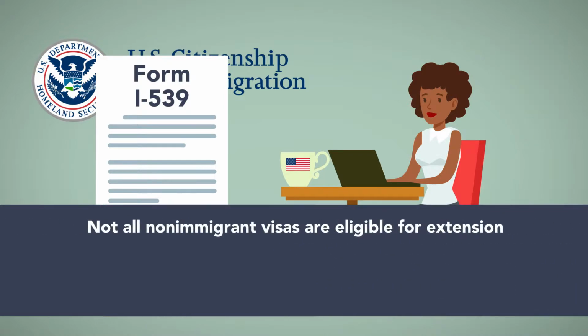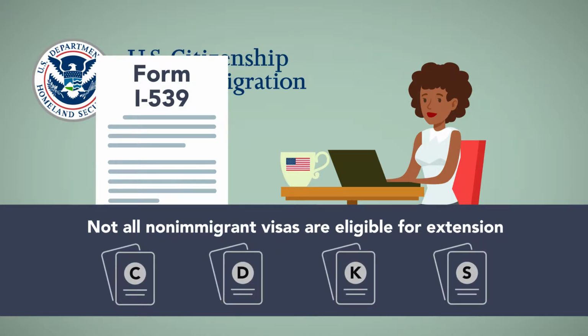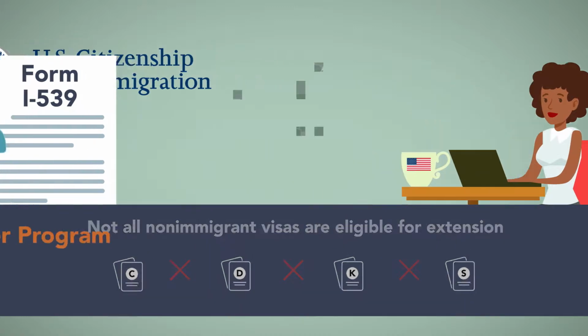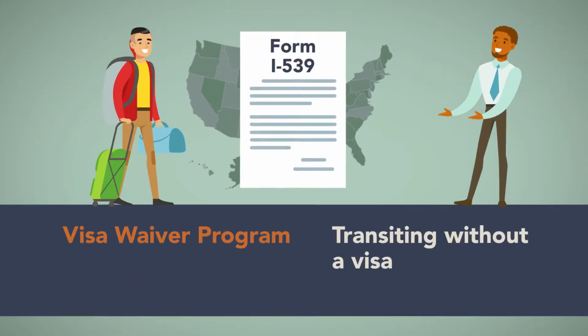Not all non-immigrant visas are eligible for extension. Specifically, C, D, K, and S visas do not qualify for extensions of stay. Those who enter the United States under the Visa Waiver program and those who are transiting through the country without a visa are also ineligible to apply for duration extensions.